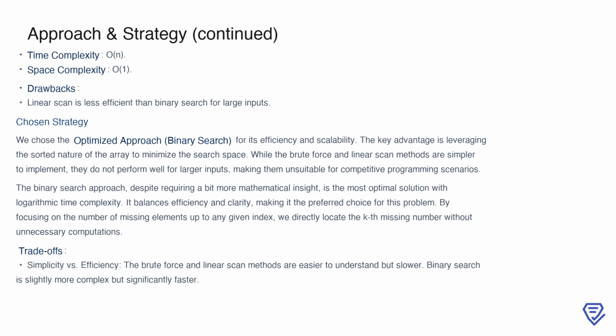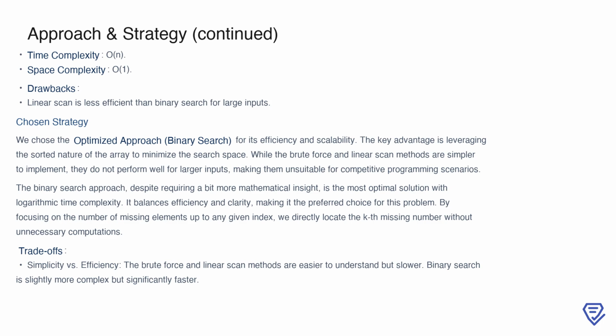The linear scan approach, while straightforward, still has limitations when compared to binary search. It processes the array sequentially, so its time complexity is O(n), which is less efficient for larger datasets. Like the other methods, it maintains a space complexity of O(1), so it doesn't require additional memory. After evaluating all three methods, the optimized binary search approach stands out as the best choice for this problem. By leveraging the sorted nature of the array, it minimizes the computational workload and performs well even for large inputs.